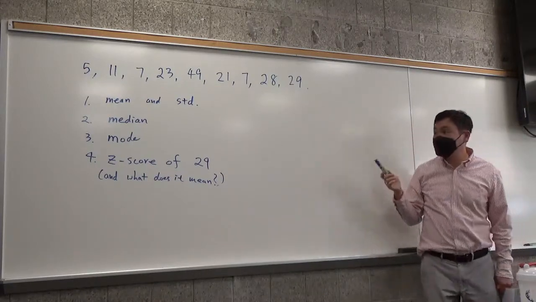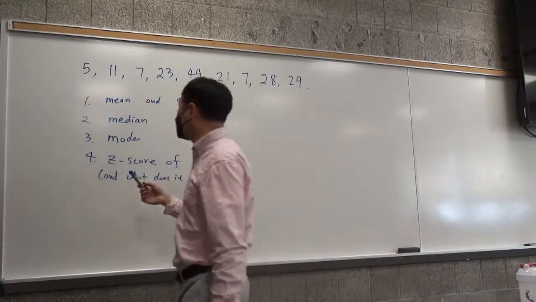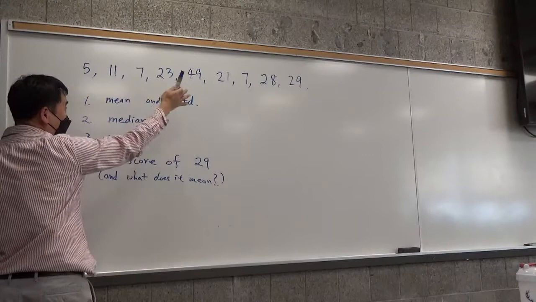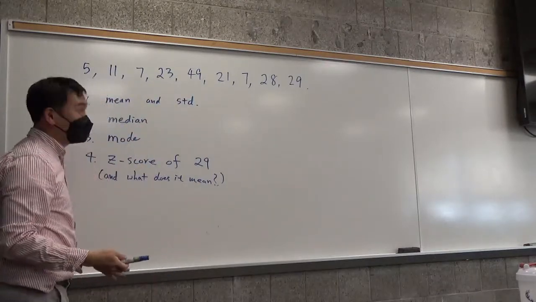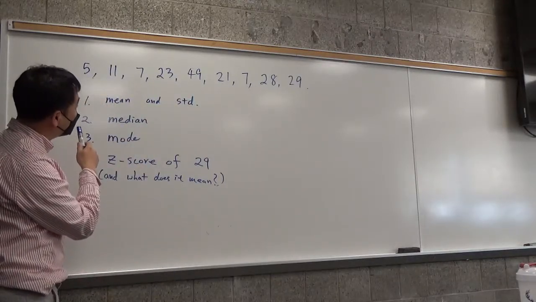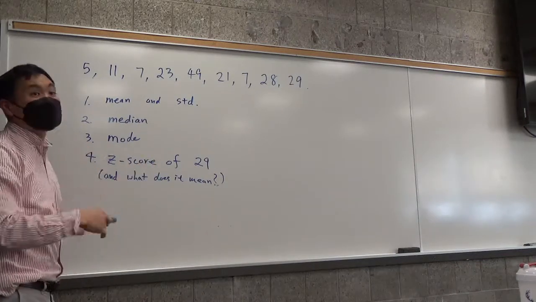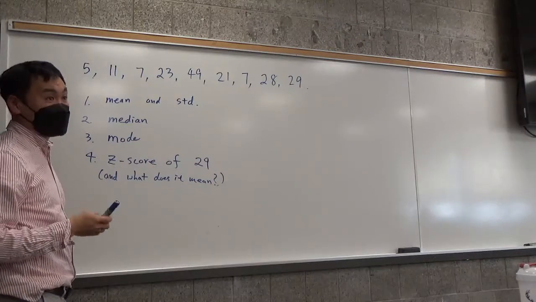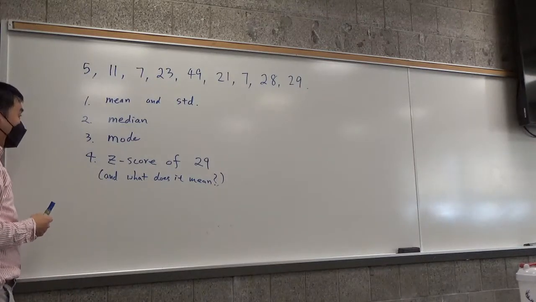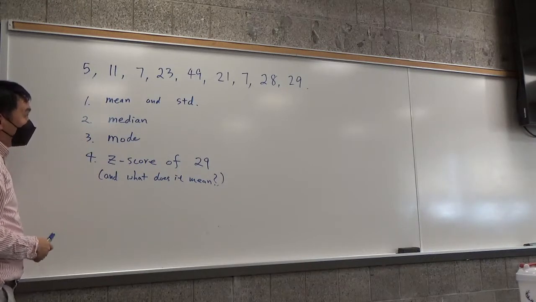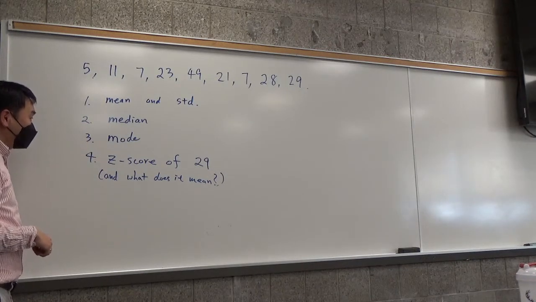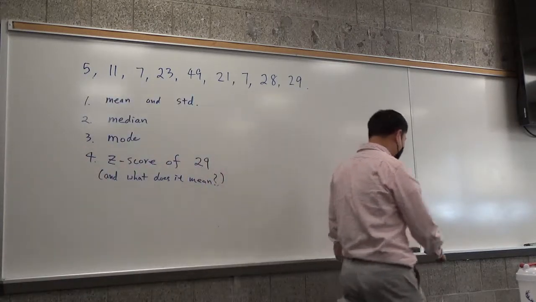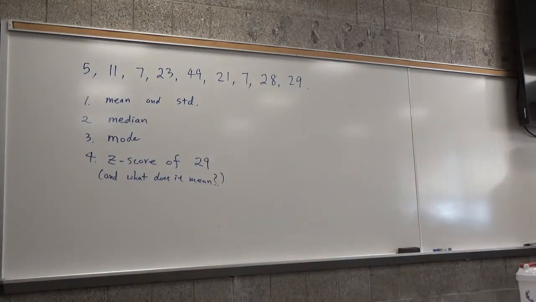However, to do number 2 and 3, for median, you should order this from the smallest to the largest and see which one comes in the middle. This one has an odd number of terms, so the middle one is just that. But sometimes you might have an even number of terms. In that case, you have to take the average of the middle two. And then for the mode, you have to know which one repeats the most. And then you know the z-score, right? So I'll give you some time to do this. I'll be right back.